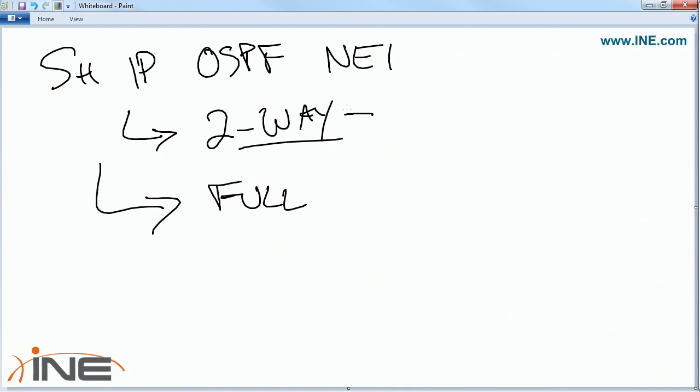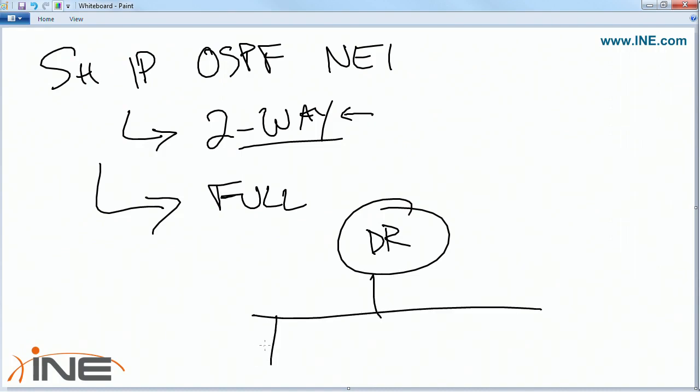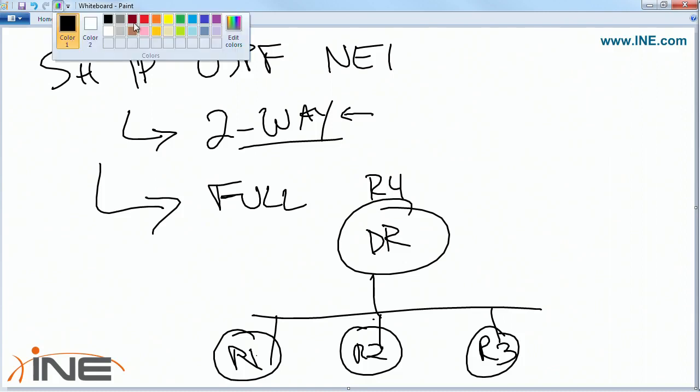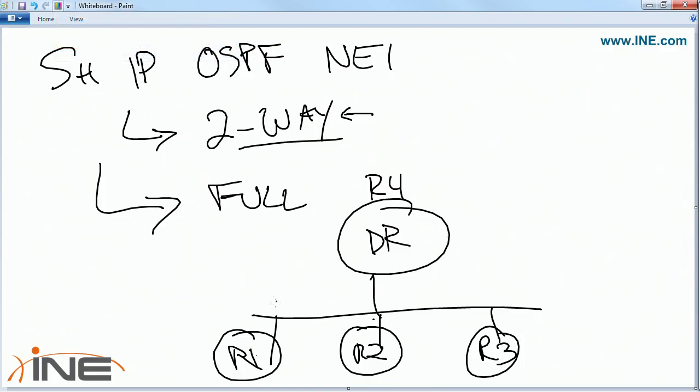Okay, this one we'll come back to and talk about in more detail later. But basically what this is for is when you have the designated router. So let's say that you have 4 routers on a LAN segment. Router 1, router 2, router 3, and router 4. So this is router 4 up here. Router 4 is the designated router. This means everyone establishes an adjacency with them.